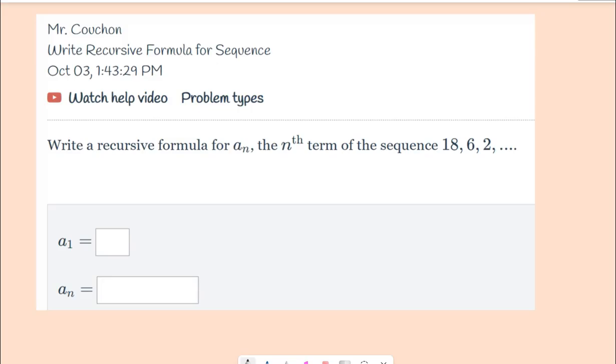Okay, for this last one, I'd like you to do this and then unpause when you think you've got the solution. All right, so the common ratio there was 1/3. The a sub 1 term is 18. And the recursive formula is 1/3 times a sub n minus 1, or 1/3 times the previous term.